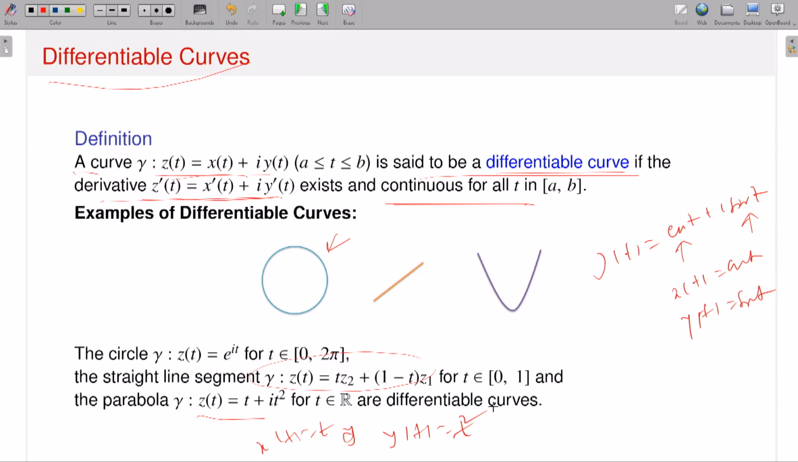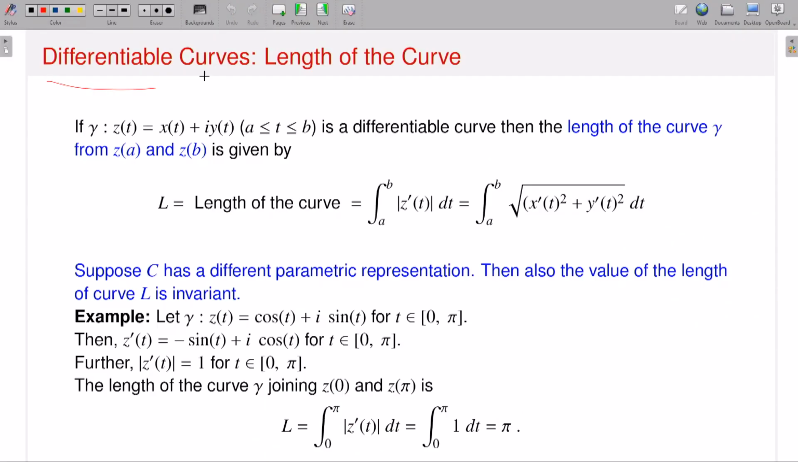That means I need more smoothness on my gamma. In the definition of curves I demand only continuity, but differentiable means I need more smoothness: it is differentiable and the derivative also should be continuous. So once I have a differentiable curve, there are notions you might be familiar with, such as how to calculate the length of the curve. For example, if I have a circle, say gamma(t) equal to e to the power i t, what is the length of this curve? If it's a circle of radius 1, it's 2 pi. But there is a formula.